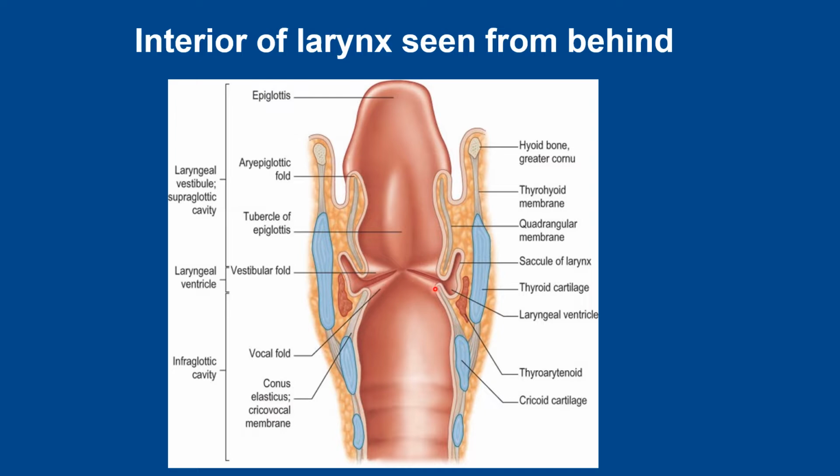In between the vestibular and vocal folds, there is a cavity called the sinus of the larynx, which contains a lot of mucous glands. The function of these mucous glands is to moisten the vocal folds. The vocal folds do not have any glands. The part of the larynx below the vocal fold is also lined by respiratory epithelium, that is, pseudostratified ciliated columnar epithelium.